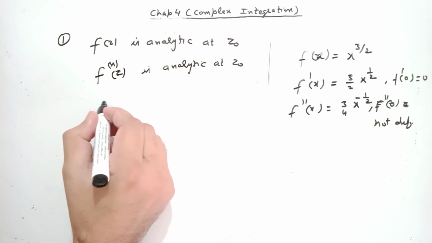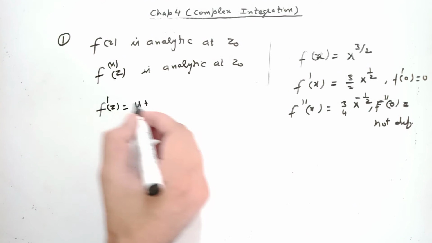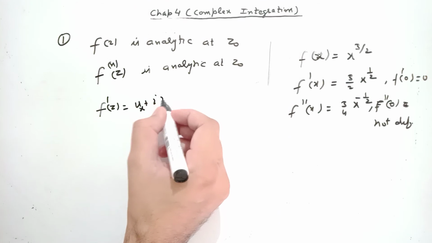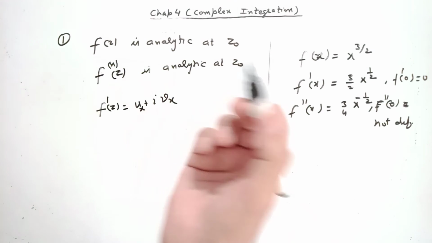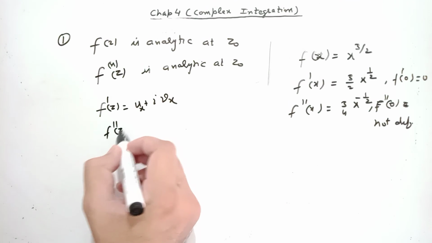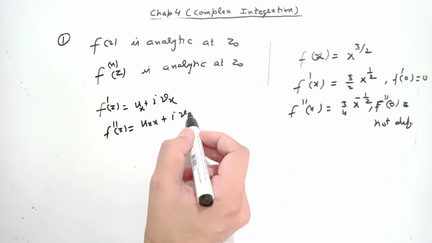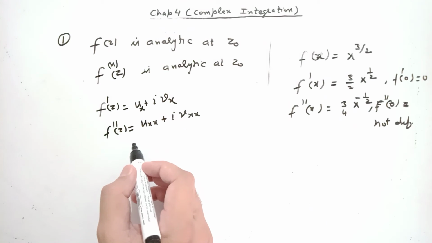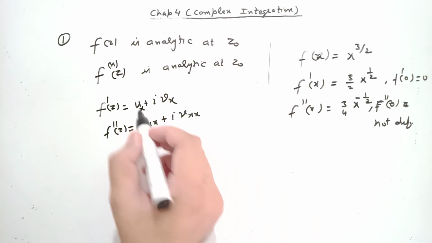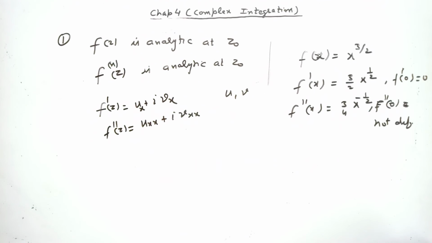If f(z) is analytic at z0, that means f prime z is u_x plus i v_x. You know this result already. So first order partial derivatives of u and v exist. Because f double prime z also exists, you can further differentiate it to get this one. Likewise, derivatives with respect to y also you can write. So what I'm trying to tell is that if f(z) is analytic at z0, then partial derivatives of all orders of its real and imaginary part functions also exist.